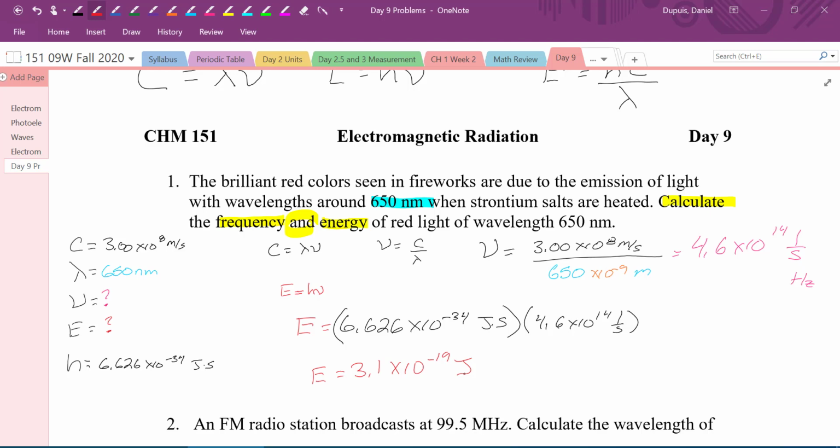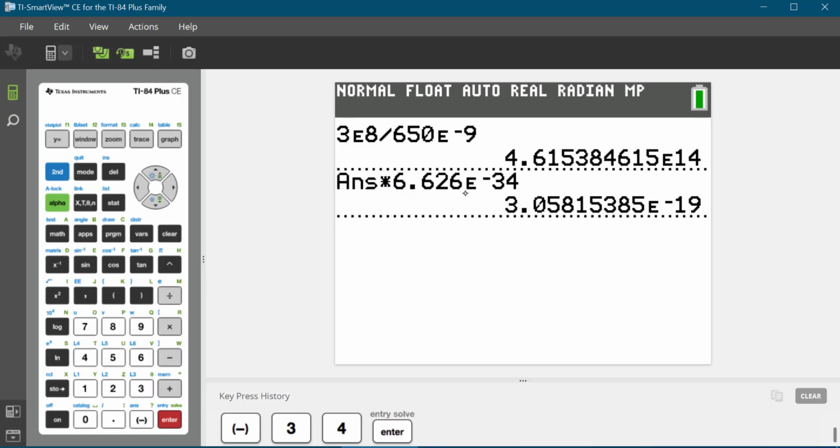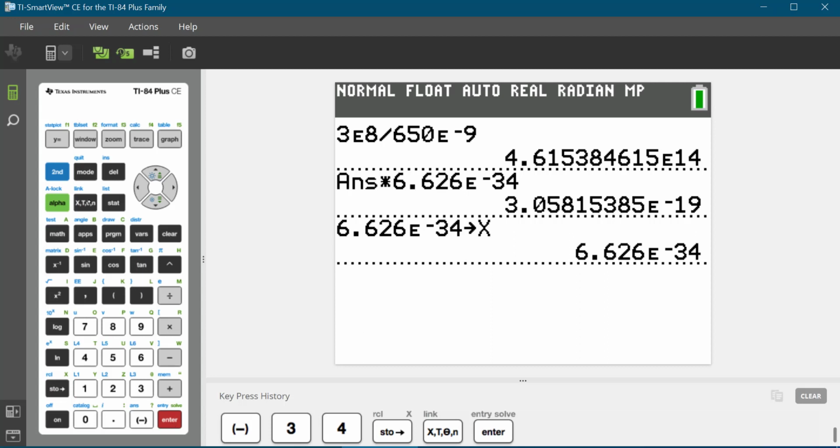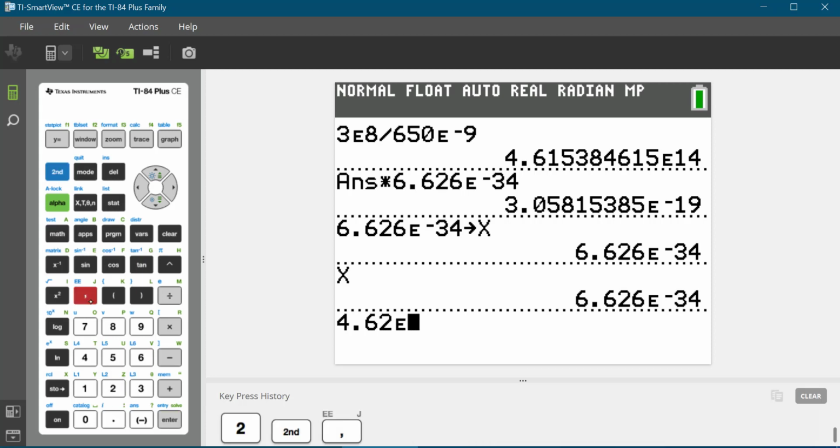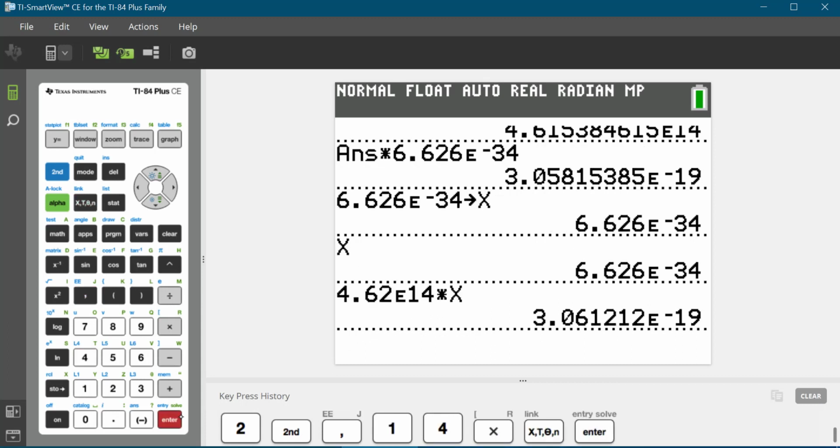Okay, now calculator. If I'm going to type in Planck's constant a lot, I can go 6.626 times 10 to the negative 34, and I can use this store button down here for the variable x. And every time I hit x now, it's that variable. Right? So I could have done 4.6 times 10 to the 14th times x, and I get my answer again. A little bit different because I use less numbers. But there you go. So you can do that as well.